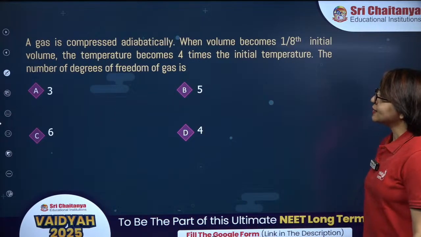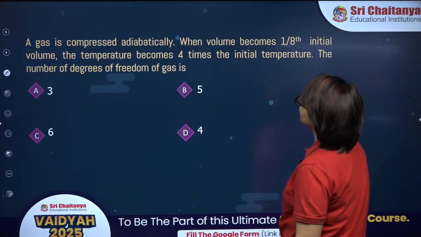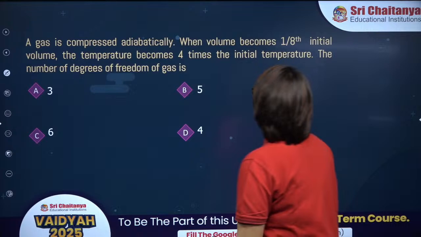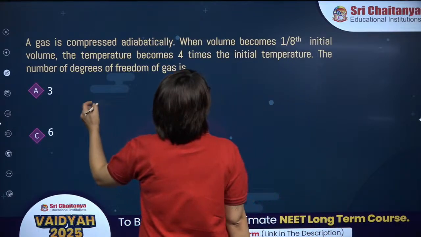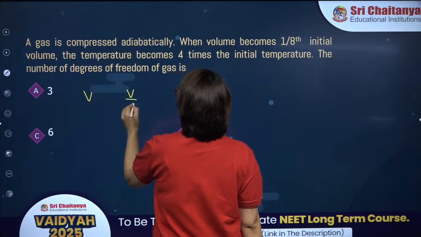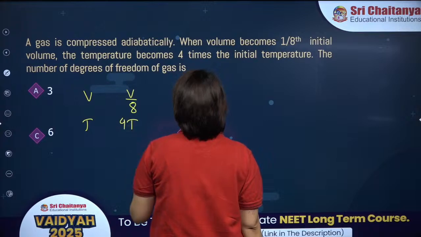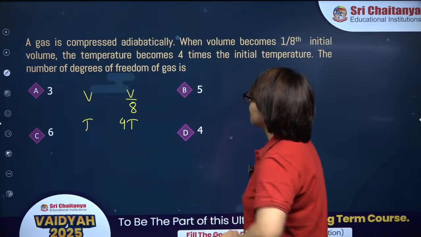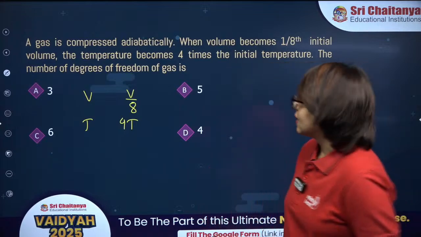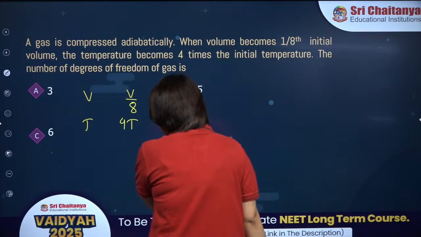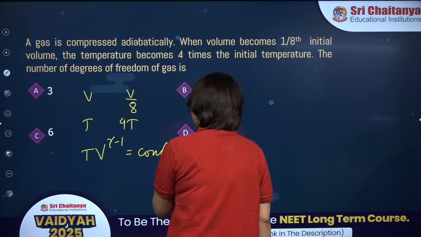Next is, a gas is compressed adiabatically. When the volume becomes 1 by 8 of the initial volume, the temperature becomes 4 times the initial temperature. Then what is the degree of freedom of the gas? Initial volume is V, final volume is V by 8. Temperature, initial is T, final is 4T, right? So for an adiabatic process, what is the relation between temperature and volume? It is TV power gamma minus 1 is equal to constant, right?